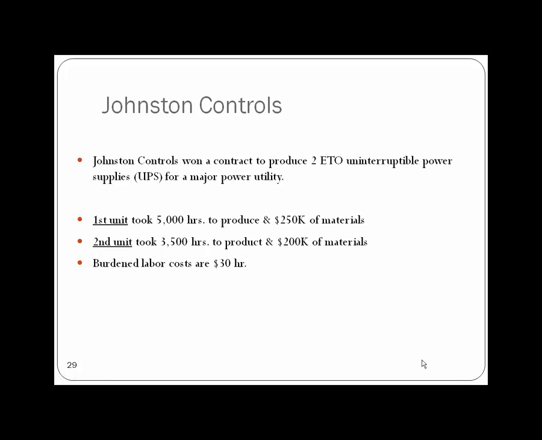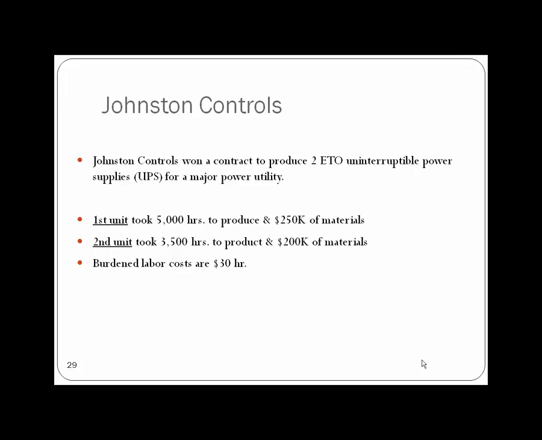Suppose Johnson Controls has won a contract to produce 2 engineered-to-order uninterruptible power supplies for a major power utility. So these are items with a fairly high degree of customization. We might call them engineered-to-order, make-to-order. The first unit that they produced for this power utility took 5,000 hours of labor and $250,000 of material. The second unit, which is very similar, took 3,500 hours to produce and $200,000 of materials. Furthermore, let's assume that the burden labor costs are about $30 an hour.